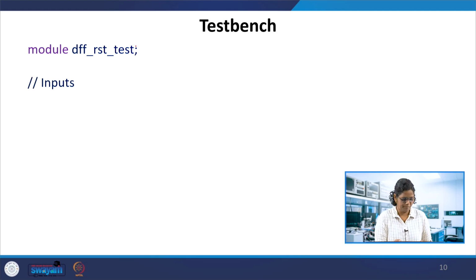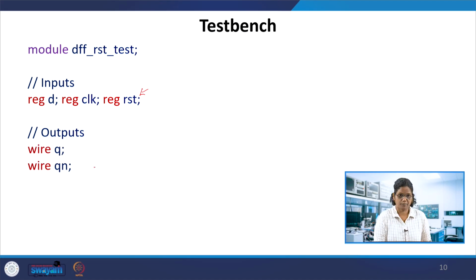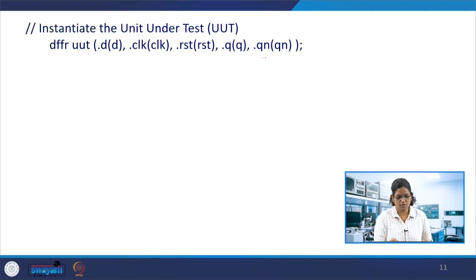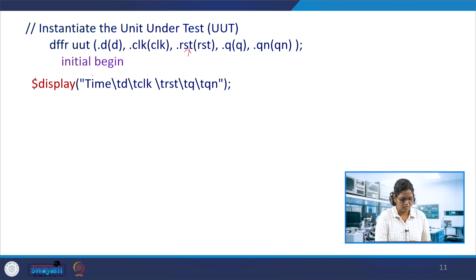This is the module name. Inputs are D, clock and reset. You can see the addition here, and the outputs Q and Qn. Okay, so next, after the declaration, initialize the flip-flop DVFFR UUT, D, clock. You can observe the change, the reset, Q and Qn. Initial begin, that display is giving the variables D, clock, and then reset, Q and Qn also.